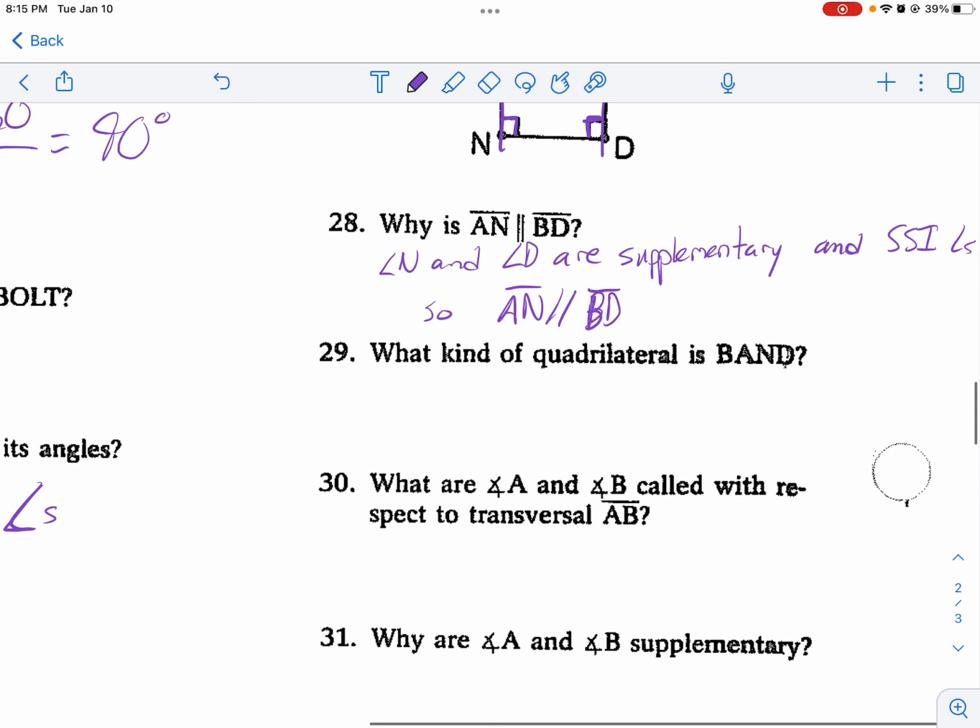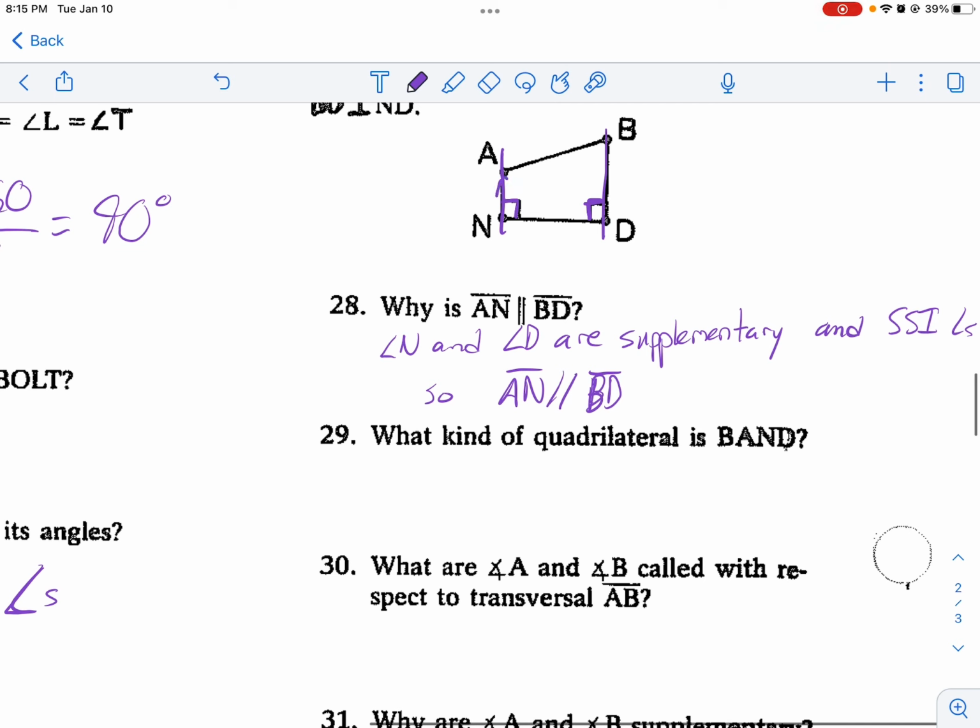What kind of quadrilateral, using that information as BA and D, we can mark that these are parallel now. So we have two sets of parallel sides. We don't know anything about the other side lengths. We only have two 90-degree angles, so those don't help us. So I would say that this is a trapezoid.